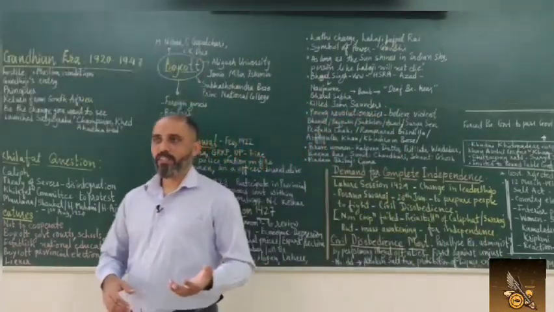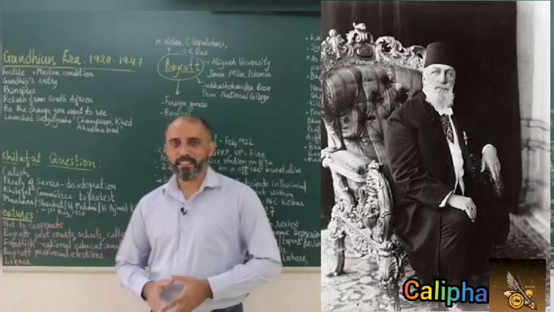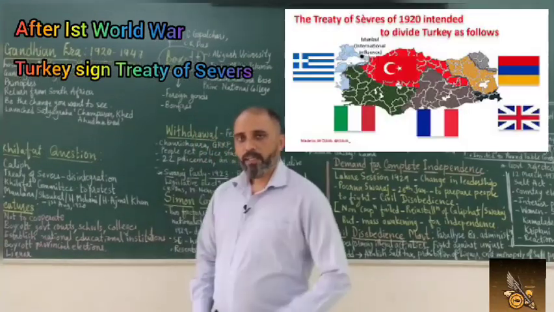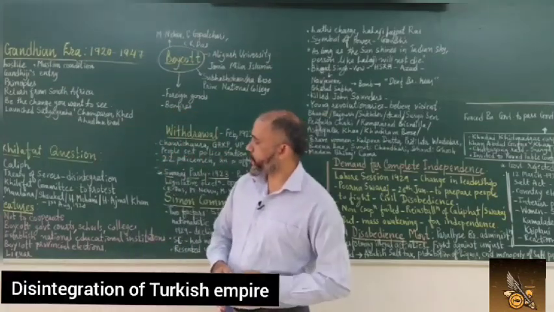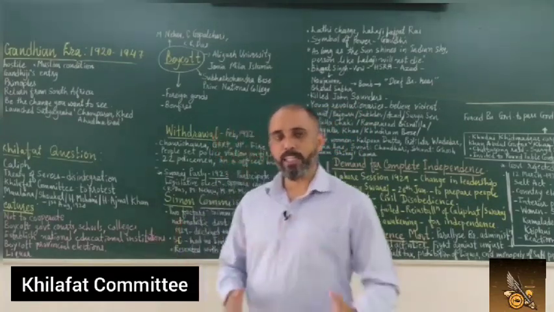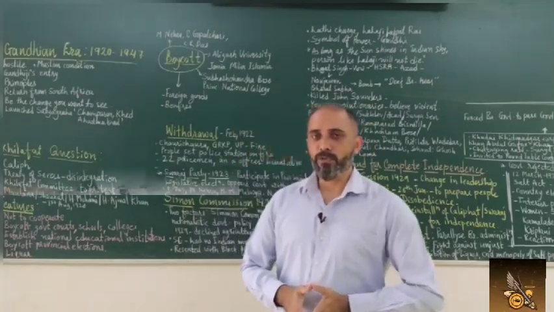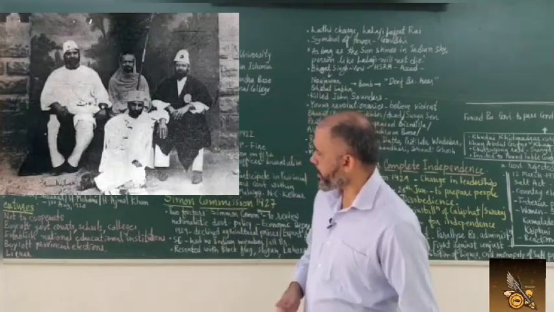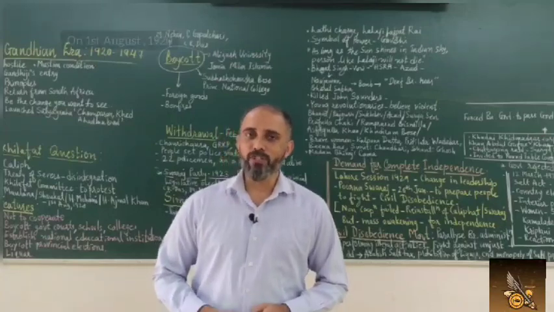Now let's see the Khilafat question. So what is this Khilafat question? The Khalifa was the religious head of Islam all over the world, and his main seat was in Turkey. After the First World War, Turkey signed the Treaty of Sèvres. This was a repressive treaty, and that led to disintegration in Islam. So the Khilafat committee was formed, and that started protesting against the European powers. The Khilafat committee in India had four founders: Maulana Muhammad Ali, Shaukat Ali, Hasrat Mohani, and Hakim Ajmal Khan, and they formed this committee on 1st August 1920.